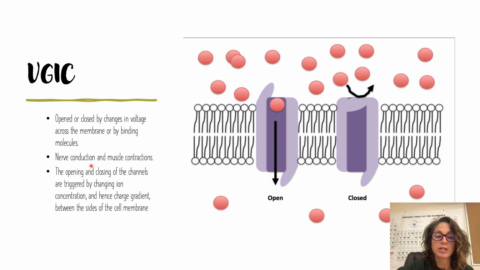Often used in nerve conduction and in muscle contractions, which we don't look at in this course, but there is definitely an interest in that field in university. The opening and closing of the channels are triggered by changing ion concentrations. So again, depending on the difference in the charge, positive versus negative, across the membrane, the ion channel might open or close.